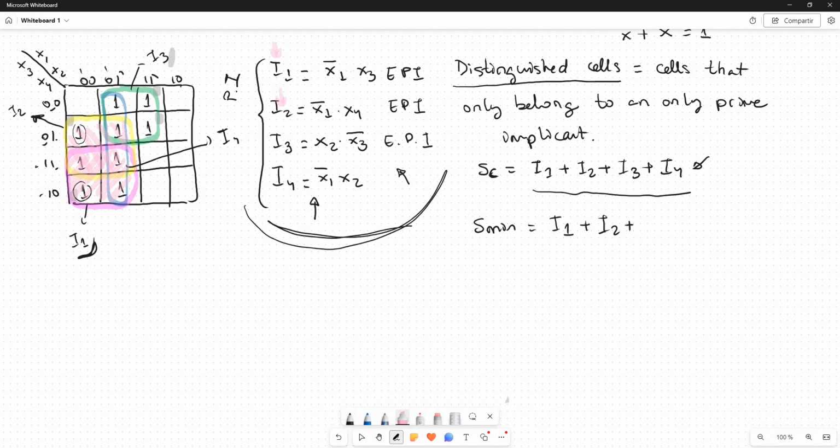Implicant 3 is covering these ones. So are all the ones of the function covered? Yes, they are covered. So we have to include always the essential prime implicants. If we include the essential prime implicants and all the ones are covered, this is the minimal sum.